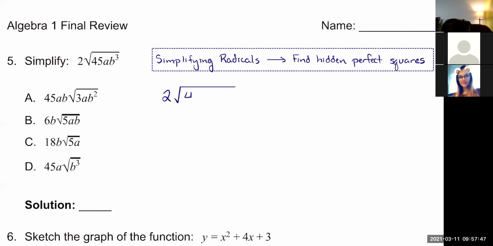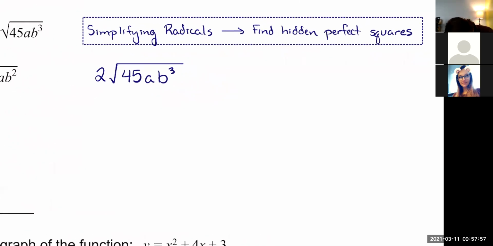We have 2 times the square root of 45ab to the 3rd. So the 2 is already outside. Not much I can do with it right now, but everything else inside, as it's currently written, does not appear to be a perfect square. So we're going to break it down, starting with the coefficient 45.